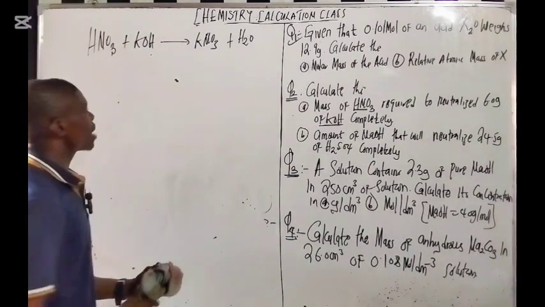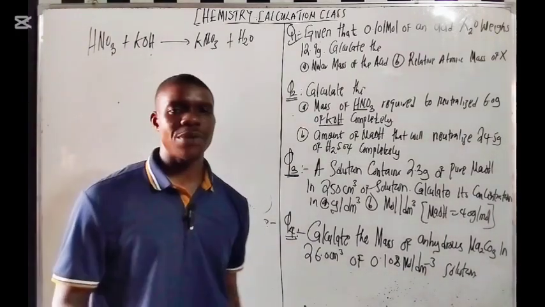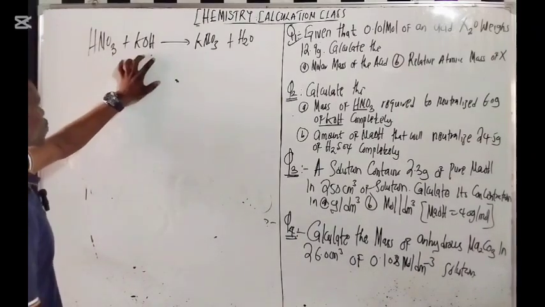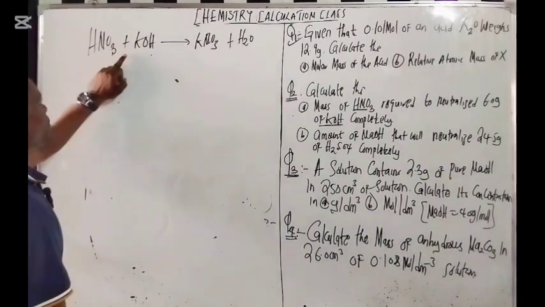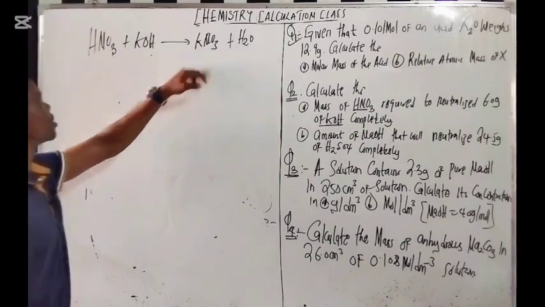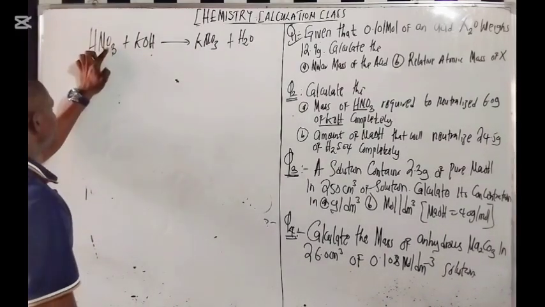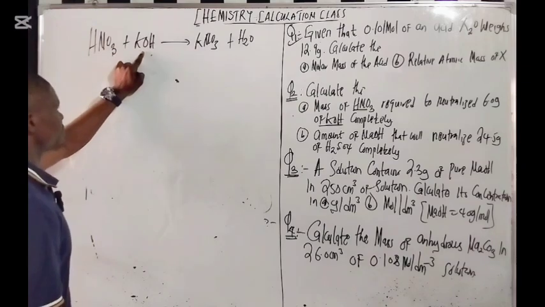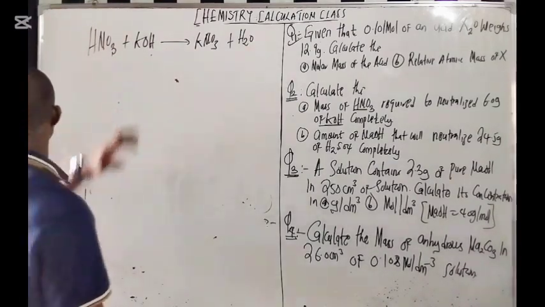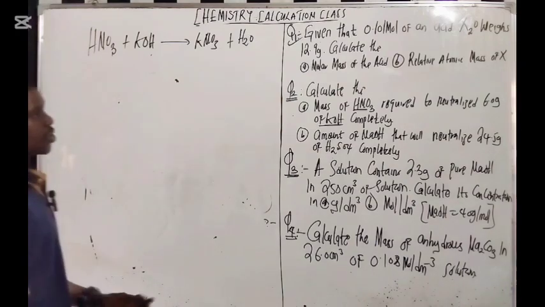Now you ask if the equation is balanced. If you check it very well, the equation is balanced. One hydrogen plus one makes two hydrogen, and here we have two hydrogen. One potassium, one nitrogen. Three oxygen plus one oxygen makes four, and here we have four. So this equation is balanced.